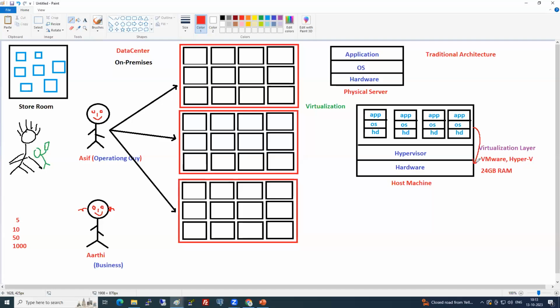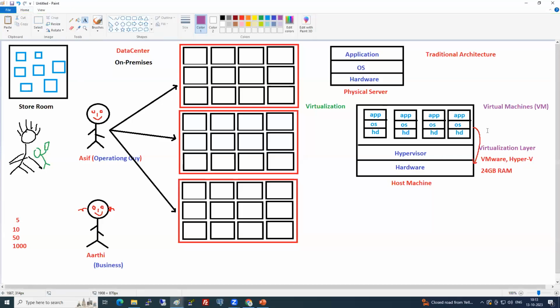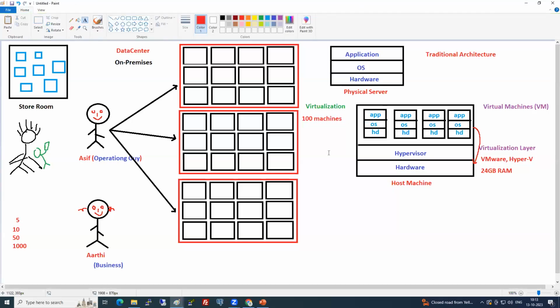Here we call it a virtual machine, or VM for short. Now the question is: I have a requirement of 100 machines. Now you tell me, do you go and purchase 100 machines?